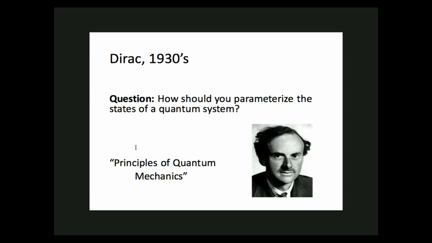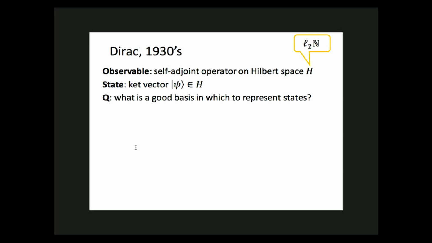Well, for Dirac, a quantum system consists of observables and states. An observable is a physical quantity that you want to measure, maybe like position, momentum, energy, or something like that. And mathematically, an observable is a self-adjoint operator on a complex separable Hilbert space. You just want to think of that as maybe being L2 of the natural numbers. And a state is just a vector in this Hilbert space. And I guess he introduced this notation of Ket vectors.